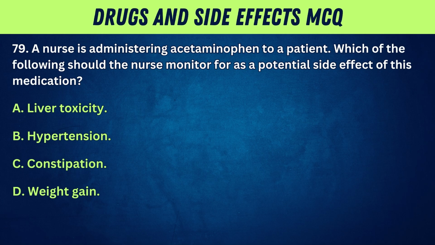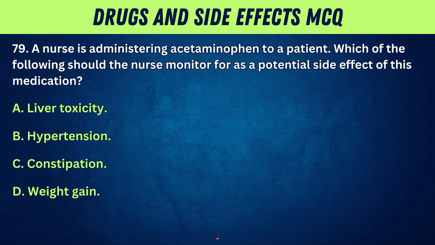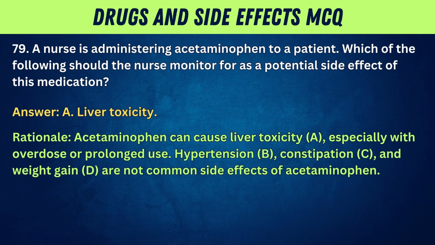79. A nurse is administering acetaminophen to a patient. Which of the following should the nurse monitor for as a potential side effect of this medication? A. Liver toxicity. B. Hypertension. C. Constipation. D. Weight gain. Answer: A. Liver toxicity. Rationale: acetaminophen can cause liver toxicity, especially with overdose or prolonged use. Hypertension, constipation, and weight gain are not common side effects of acetaminophen.